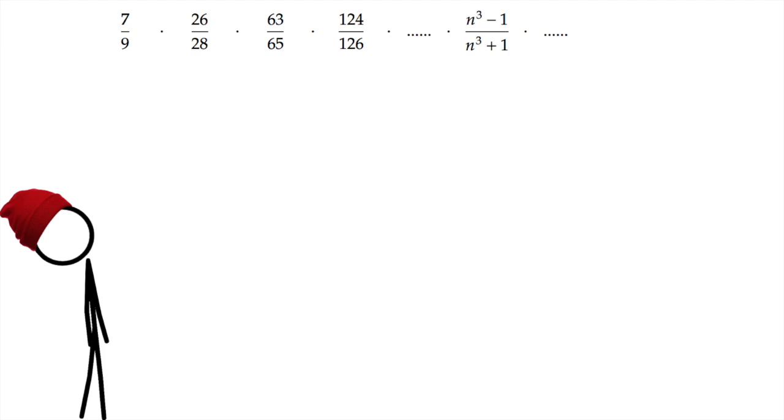So, first of all, let's rewrite all the terms in their proper form. 7 over 9 is 2 cubed minus 1 over 2 cubed plus 1. 26 over 28 is 3 cubed minus 1 over 3 cubed plus 1. 63 over 65 is 4 cubed minus 1 over 4 cubed plus 1. And you get the point. 5 cubed minus 1 over 5 cubed plus 1, etc., etc.